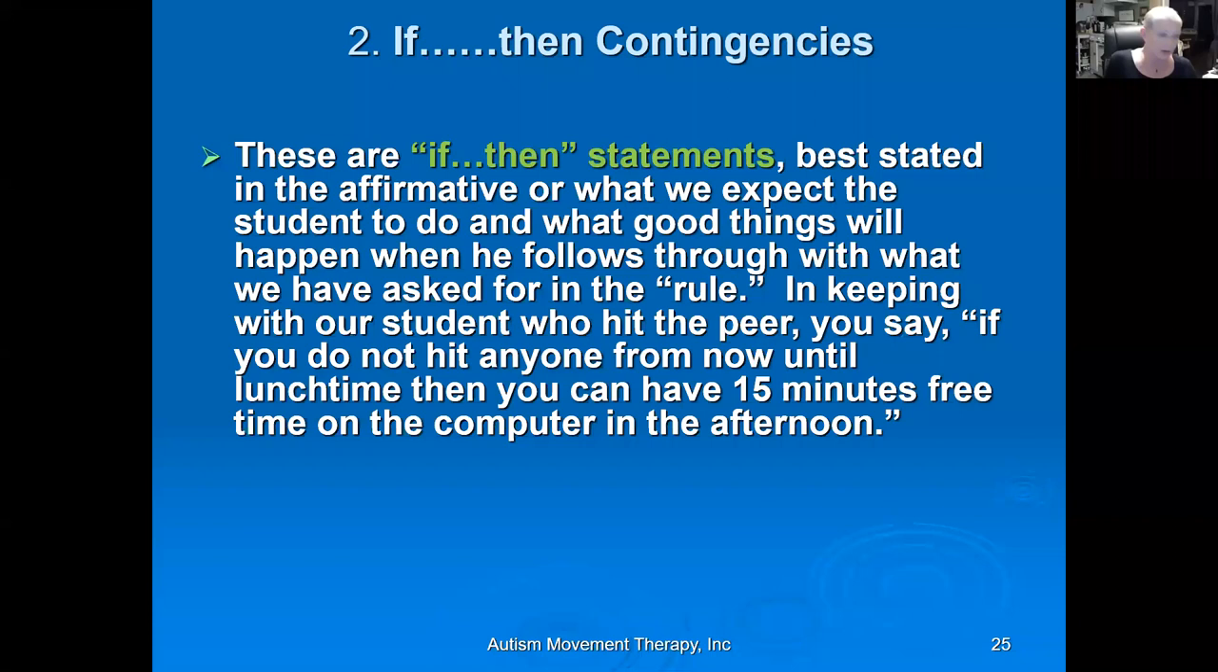That's a way to spend in a positive, as opposed to if you hit your sister again, you're not going to have your iPad. Because if you set it up that way, with a negative if-then contingency, you are bound to get a tantrum when you go to take that iPad away, right? So spin it the other way. If you don't hit your sister, then you get the iPad. I love the way you didn't hit anybody for the last hour. You know what? Here's your iPad. You have control over the iPad.